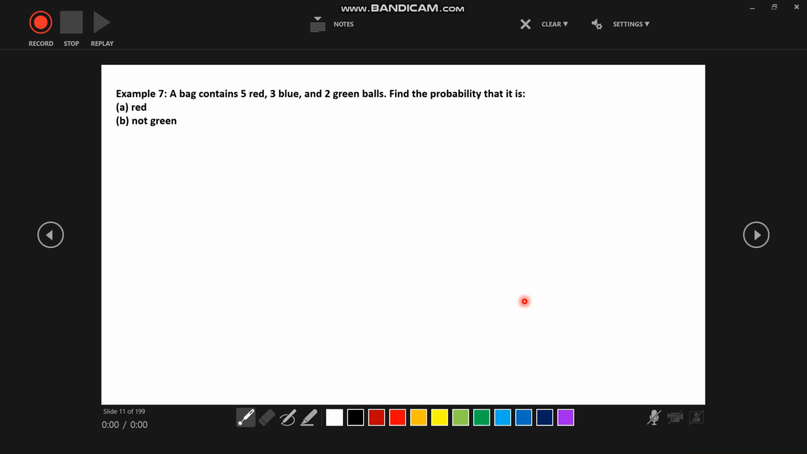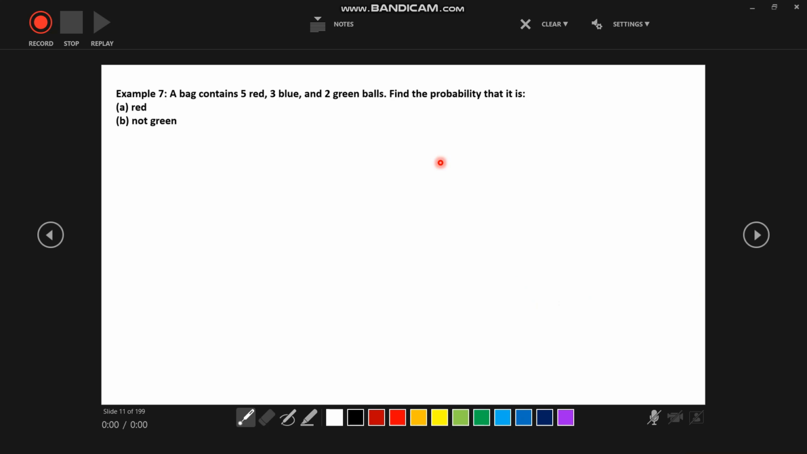So we have another example. The question says a bag contains 5 red, 3 blue and 2 green balls. Find the probability that it is... Sorry, this question is not correct. The correct question should be: a bag contains 5 red, 3 blue and 2 green balls. If a ball is selected at random, find the probability that A, it is red.